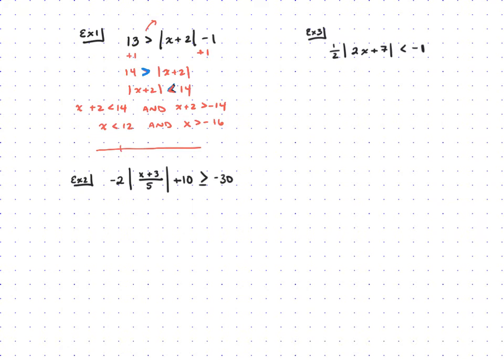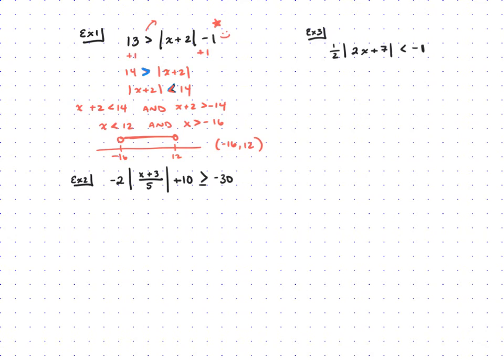So on a number line, now these are non-inclusive symbols, strictly greater than, so that's going to be open circle. So less than 12, so that's this way, greater than -16, so it's going to be in between. So in interval notation, that's from -16 to 12, non-inclusive. So that kind of looks like just a point, but it is not. It is an interval. So any value from -16, not including -16, all the way to 12, not including 12, would make this equation true.